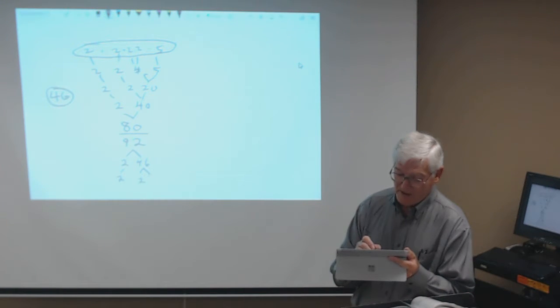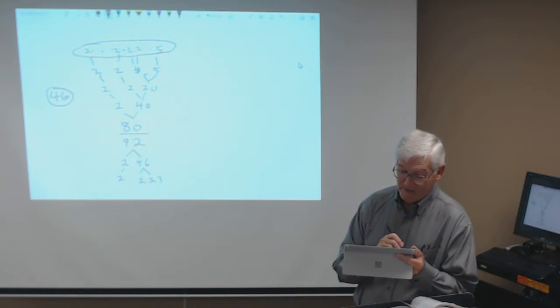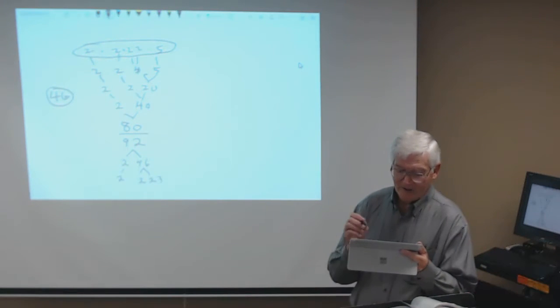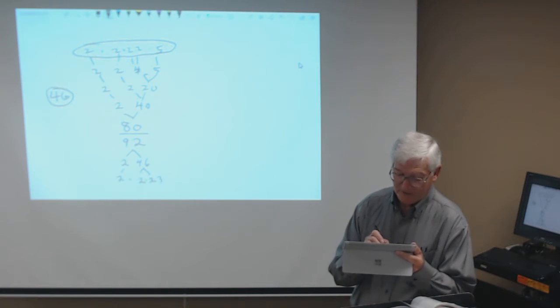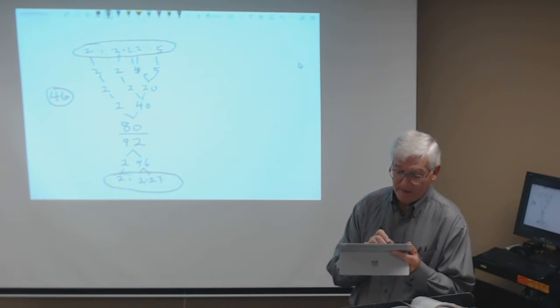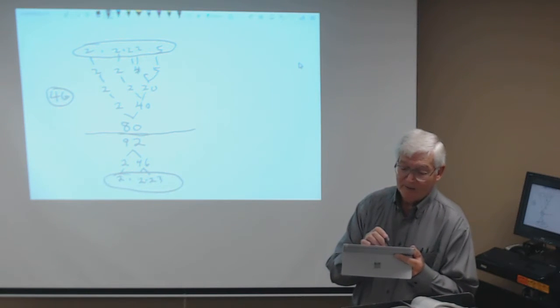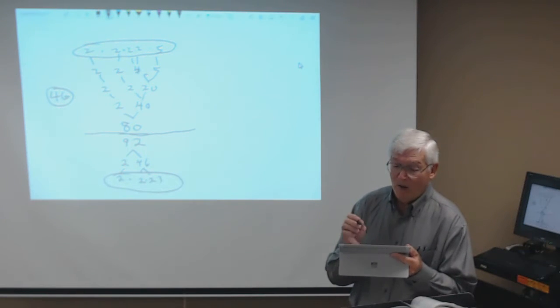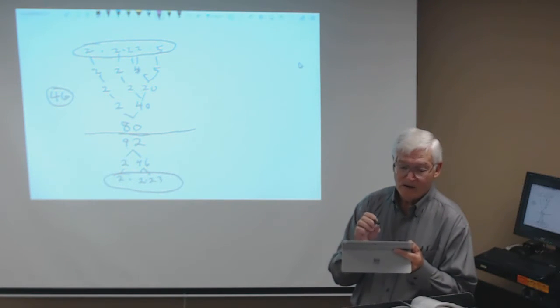2 times what? 23. Is that right? Is 23 a prime number? Yes. Look at the chart. So this one is 2 times 2 times 23 over, or 2 times 2 times 2 times 2 times 5 over 2 times 2 times 23. What would cancel out? 2.